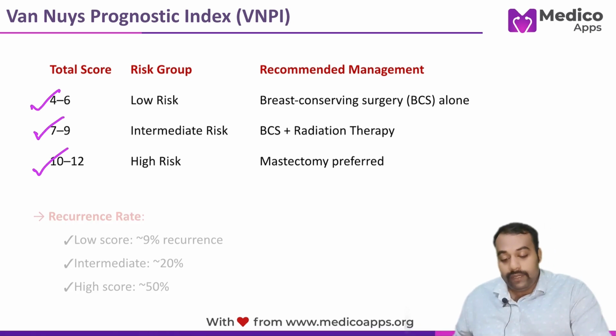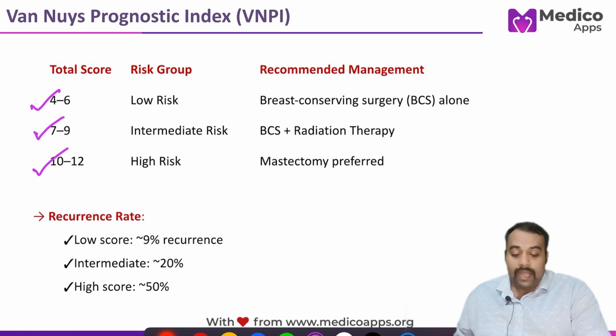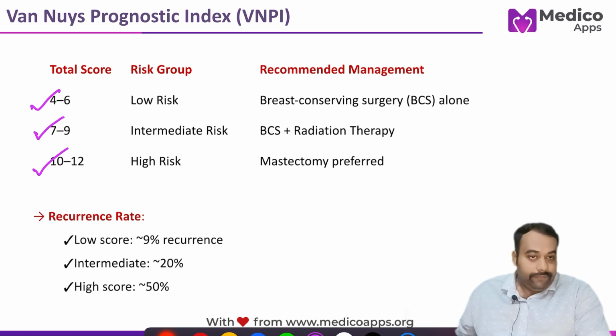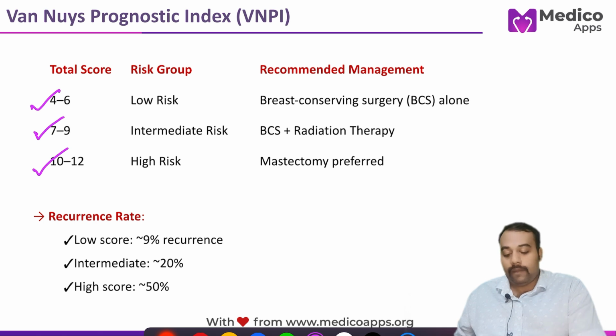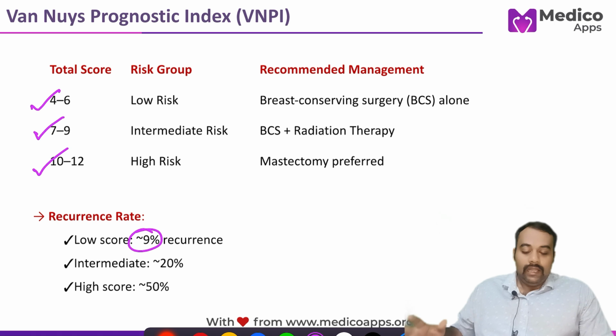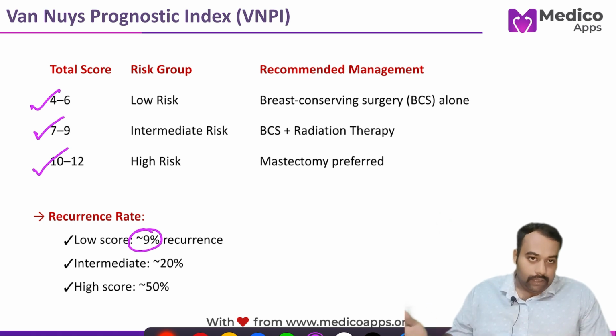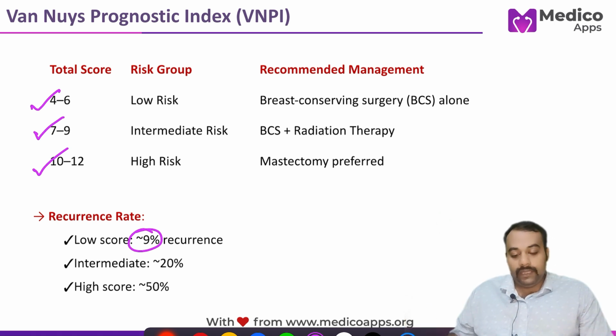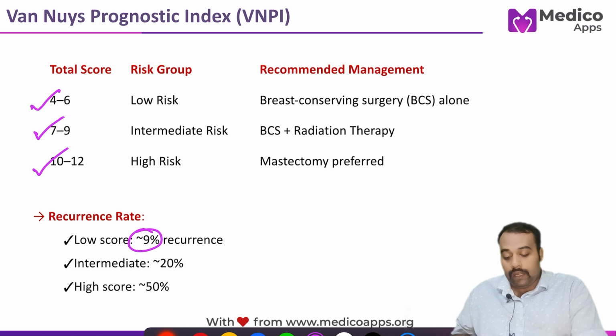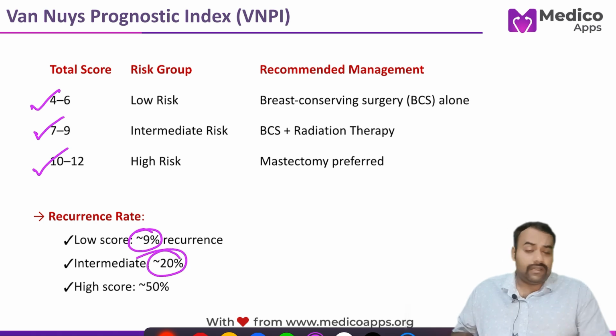So in case of low risk, obviously BCS alone would be enough. Why alone? Because the risk of recurrence is only around 9%. So we can obviously leave the patient after the BCS and simply put the patient on regular surveillance in that case. But the intermediate group is basically associated with a 20% recurrence rate.